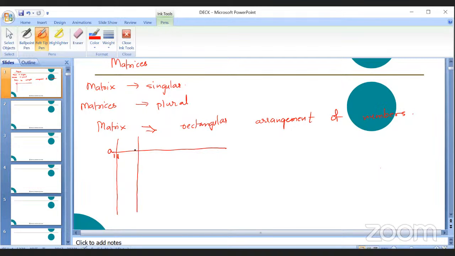This is the second column. a is in first row, second column. a is in first row, third column. a is in first row, fourth column. Like that, it goes on. a is in first row, nth column. So in total there are n columns in this matrix.